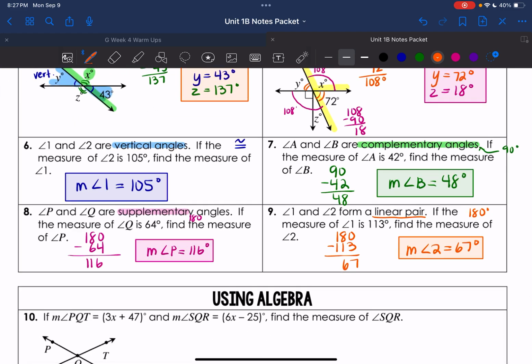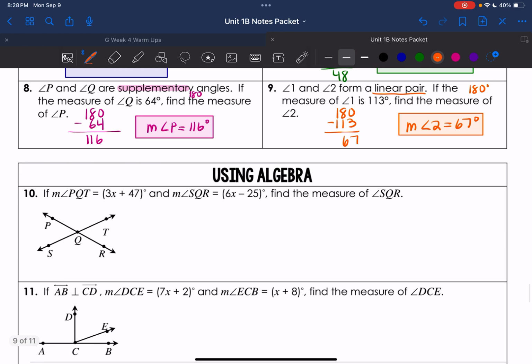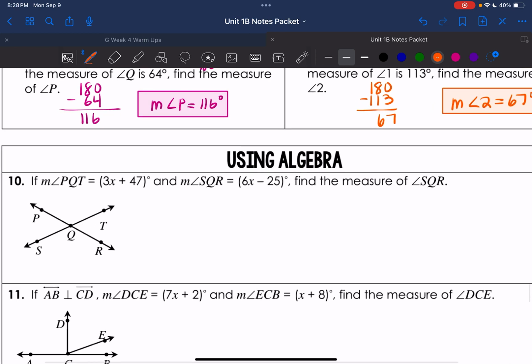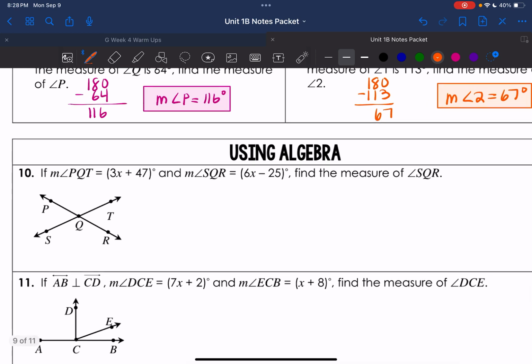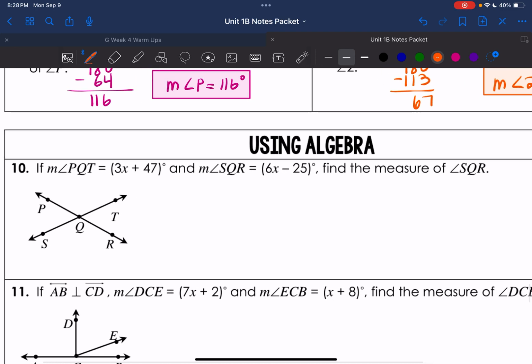Okay, so up to this point, we've just been doing basic math, just like adding and subtracting. The last 3 have a little bit of algebra in them, but all of the same rules are going to apply. So first we need to identify what the relationship is between the two angles that they are talking about.